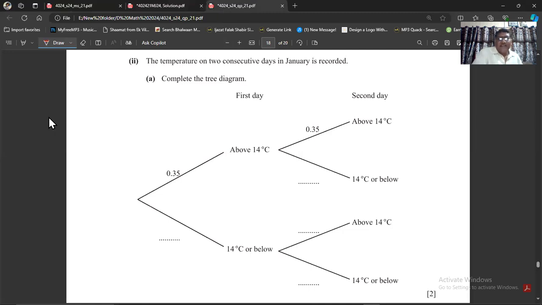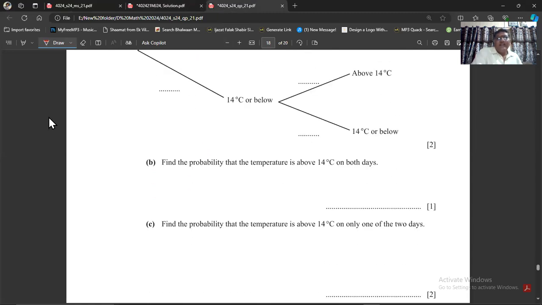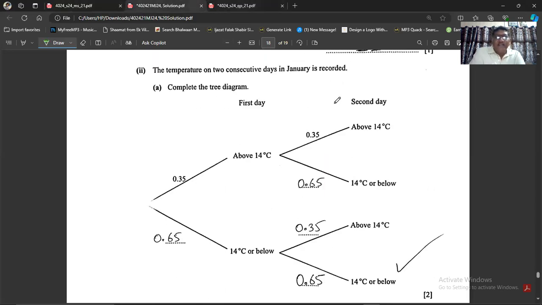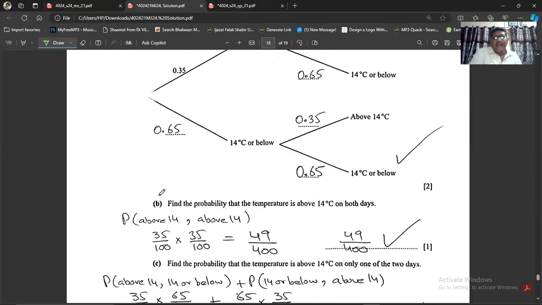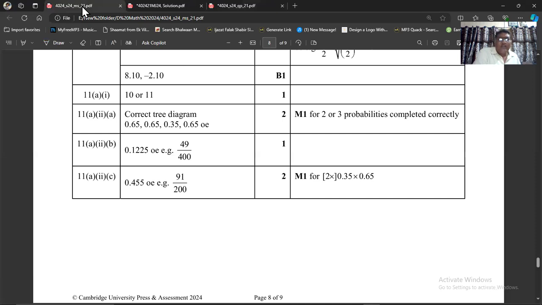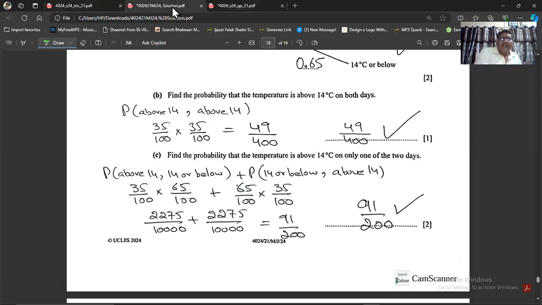In the next part, question number 11, part B: Find the probability that the temperature is above 14 on both days. Above 14 on both the days. So just multiply 0.35 by 0.35. The probability of getting above 14 will be 35 by 100 multiplied by 35 by 100, that is 49 by 400. I did this on the calculator. 49 by 400 is the right answer, sir.